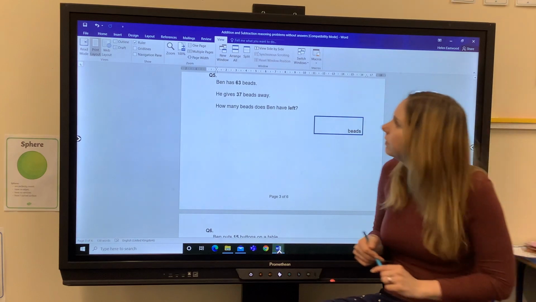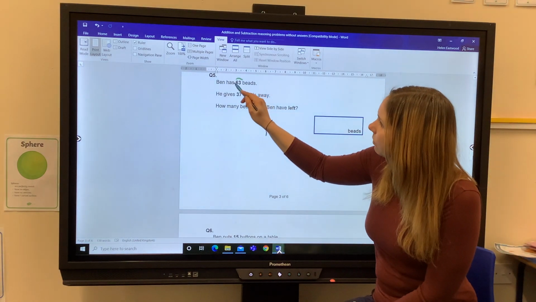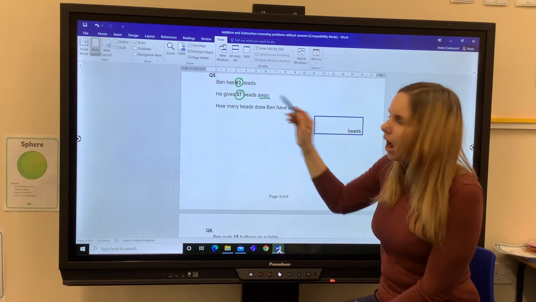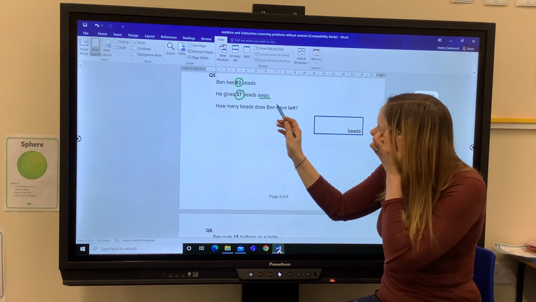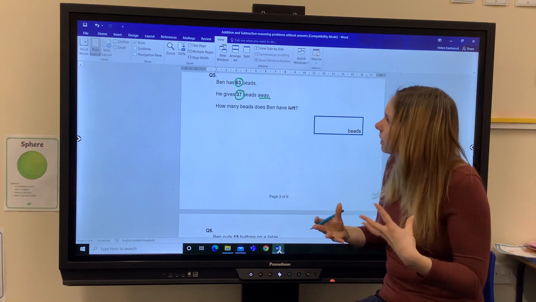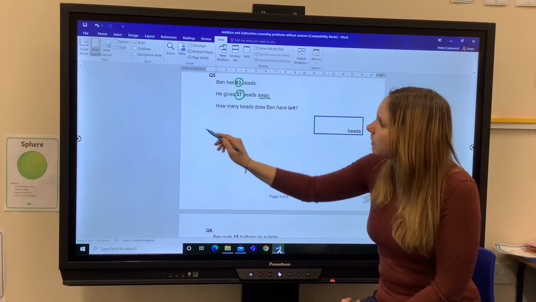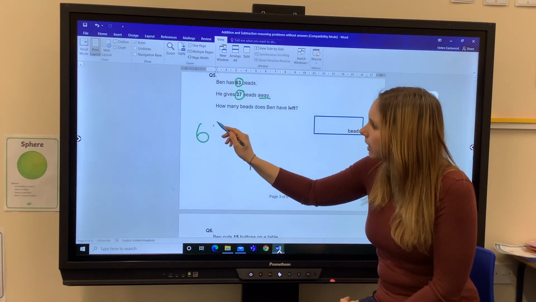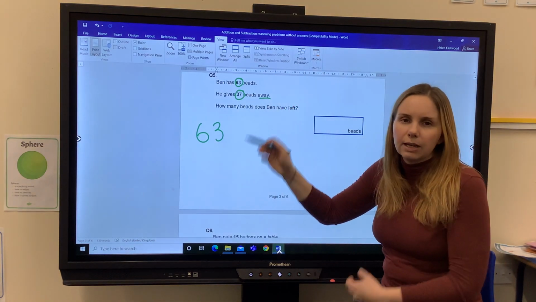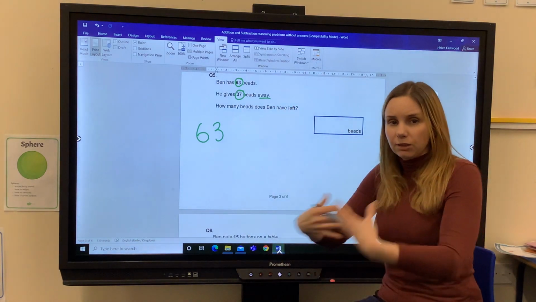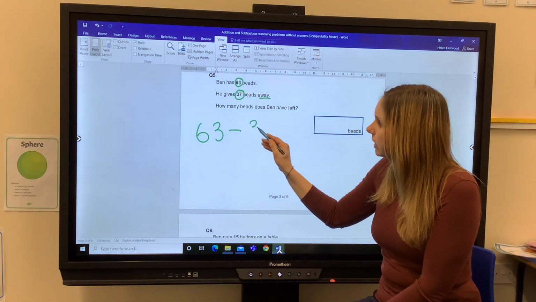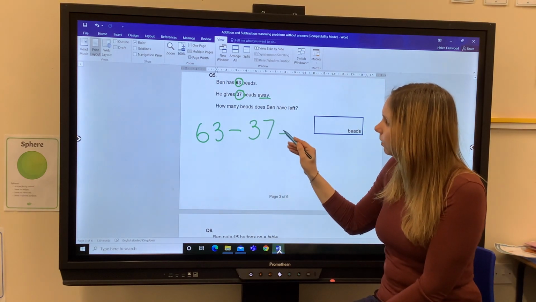Question 5. Ben has 63 beads. He gives 37 beads away. How many beads does Ben have left? So there's lots of clues, okay? It's being like detectives again. 63 beads, I'm going to write that. That's my largest number there. 63 beads. He gives 37 beads away. Now, if something's going away, okay, the number is getting smaller, is giving them away, we are subtracting 37 equals.